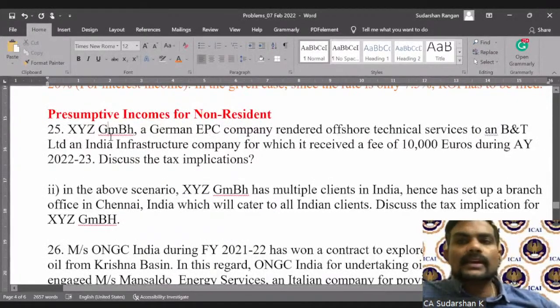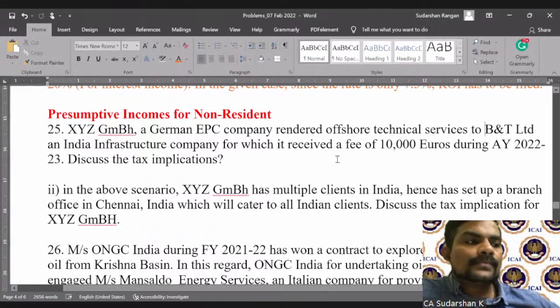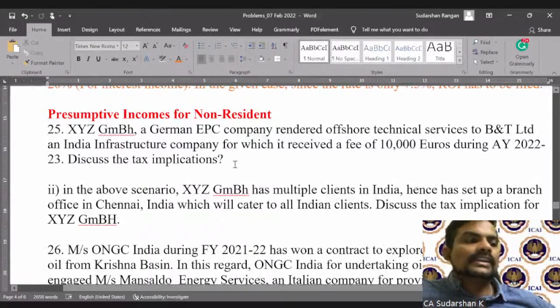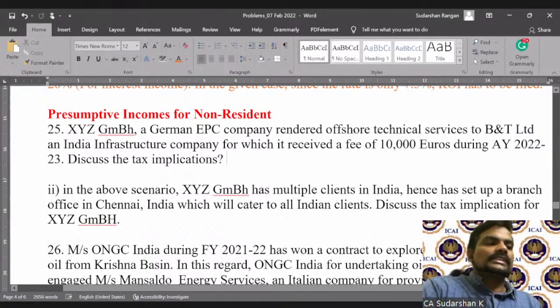XYZ GmbH, a German EPC company, rendered offshore technical services to BNT Limited, an Indian infrastructure company, for which it received a fee of 10,000 euros during assessment year 22-23. Discuss the tax implications. So a German engineering procurement construction company rendered offshore technical services. What I mean by offshore is, they had rendered these services from Germany to an Indian company called BNT Limited. So it received a fee of 10,000 euros. Now discuss the tax implications.